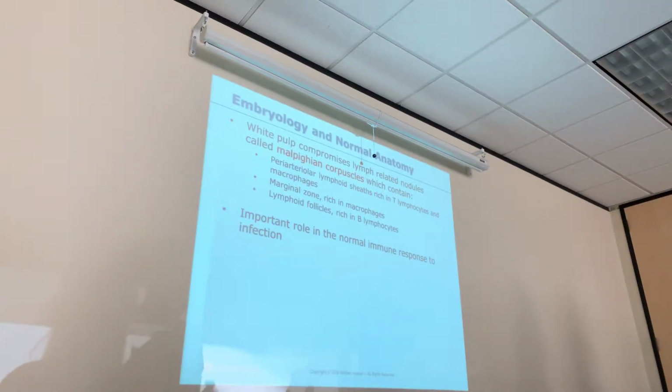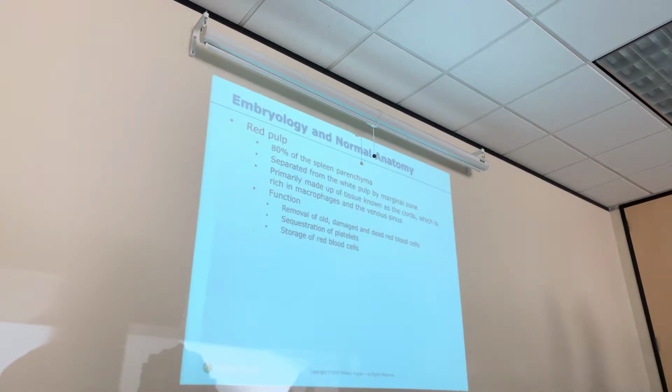Okay, so we're still going to talk about the spleen's histology. There are two types of pulp: white pulp and red pulp. The white pulp has a sheath related to the nodules, and it contains lymphocytes and macrophages. Also the marginal zone, which is rich in macrophages and lymphoid follicles. This plays an important role in the normal immune response to infection.